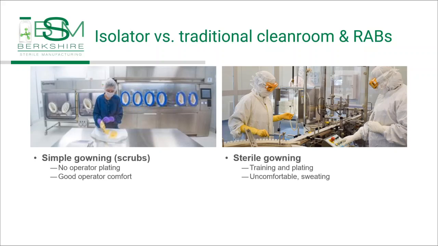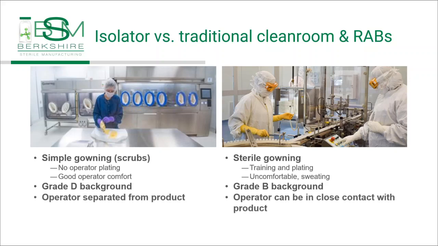In the isolator system on the left, you see there's a very simple gowning of the operator. They're just gowned in scrubs. There's no plating of the operator, and there's great comfort. So the background in a traditional clean room or RABS environment has to be a grade B background. A grade D is all that's required in many isolator systems. In a traditional clean room, the operator can be in close contact with the product, and in an isolator, the operator is well separated from the product.